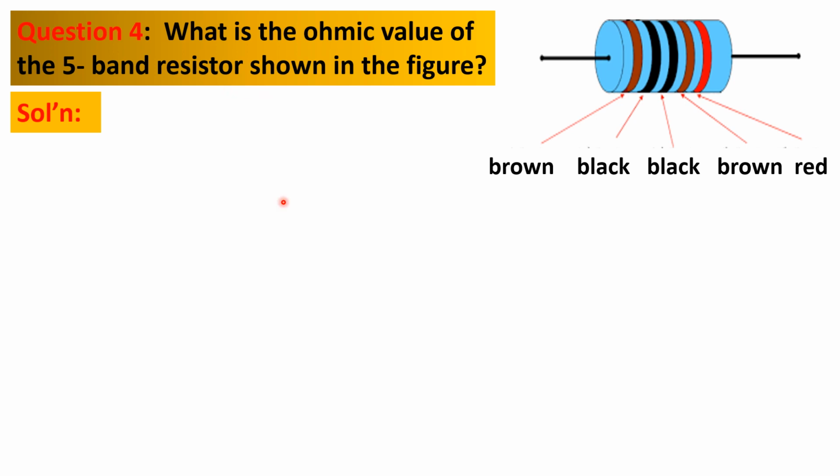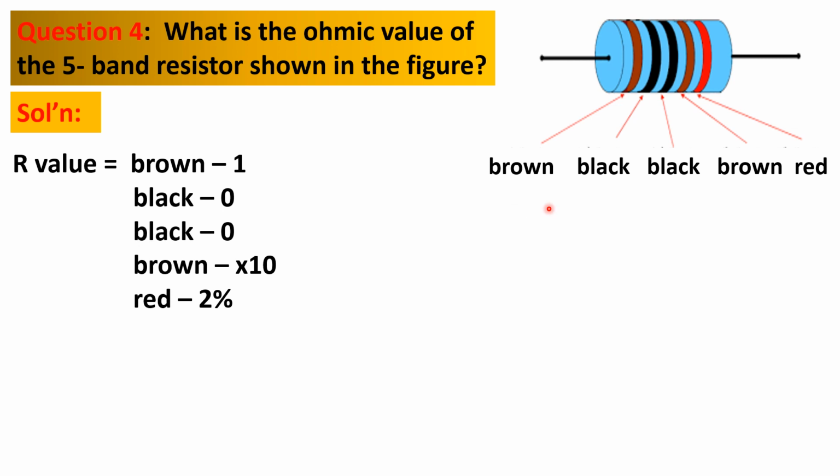For our question number 4, what is the ohmic value of the 5-band resistor shown in the figure? Alright, so in the figure we have the first color band, which is brown, followed by black, and then another black. The fourth band is brown, while the fifth band is colored red.